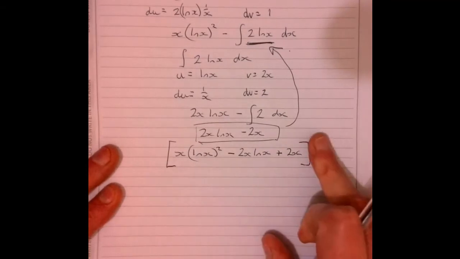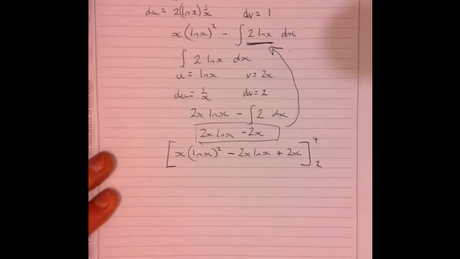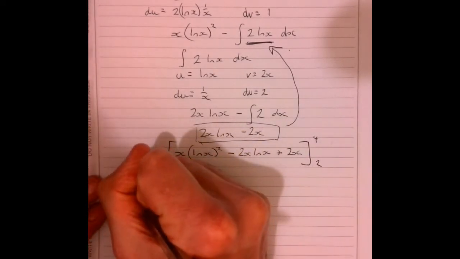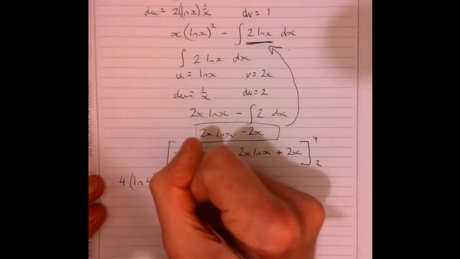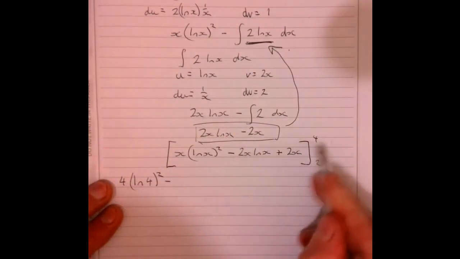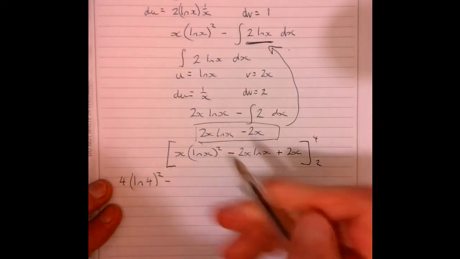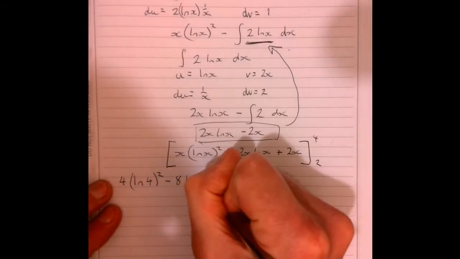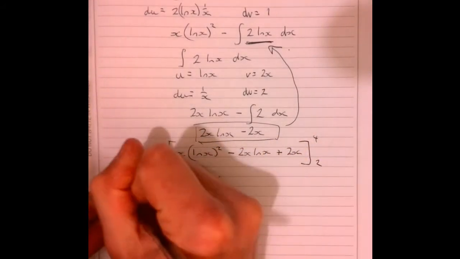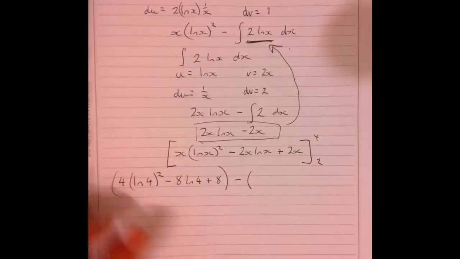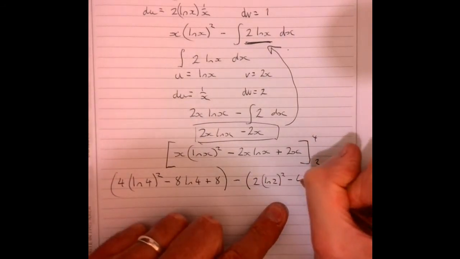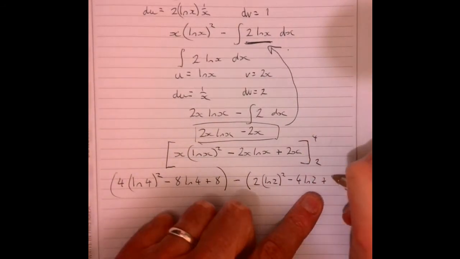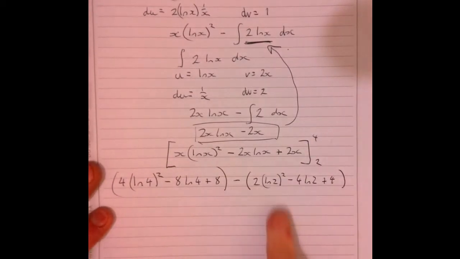So all I've got to do now is sub in the 4 and the 2. Again, be careful when you're doing this. To begin with, just sub it all in. Just rewrite it, but with the 4s and the 2s in there. So 4 times, okay, I'll do that bit, ln 4 squared, take away 8 ln 4, and then plus 8. Then we're going to take away, substituting the 2, ln 2 squared, take away 4 ln 2 plus 4. The reason I do it like that is that it's very easy to make a mistake at the end with the signs.